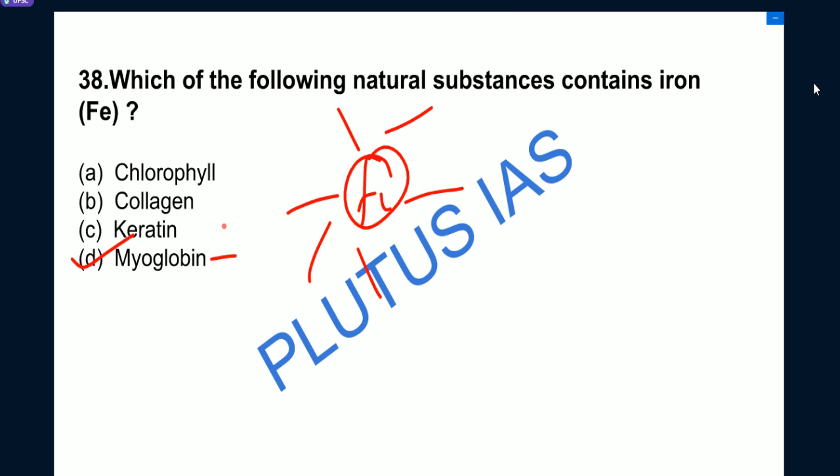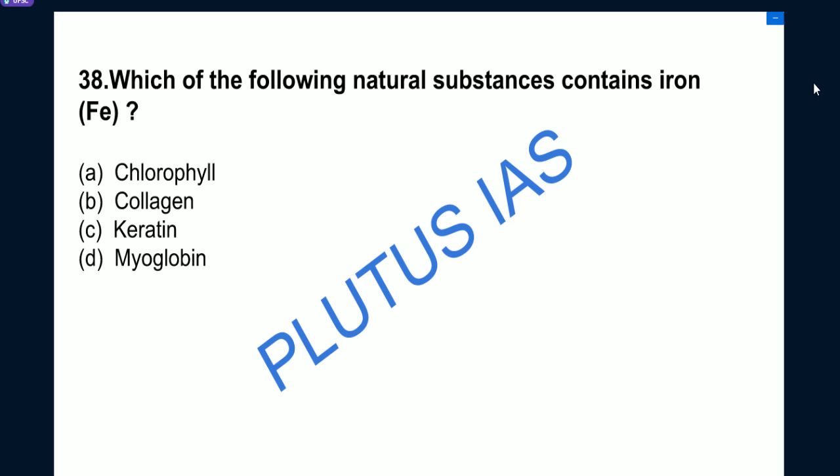While keratin is a protective protein. It is found in feather, horn, wool. Then collagen, it is made up of amino acids and carbon, oxygen, hydrogen. In chlorophyll, magnesium is there, nitrogen is there. Okay, but iron is there in myoglobin.